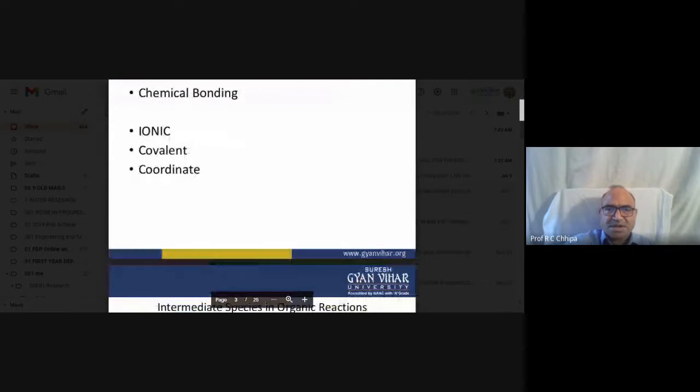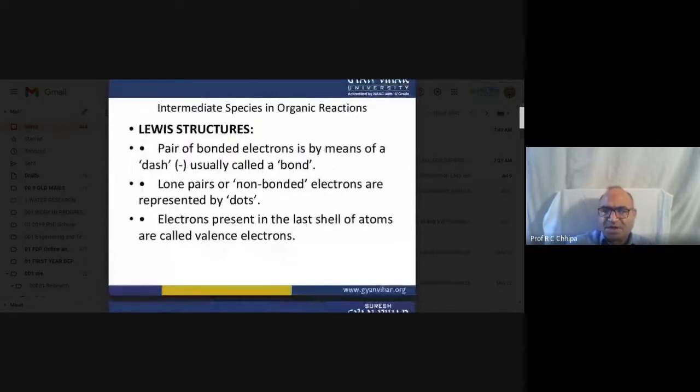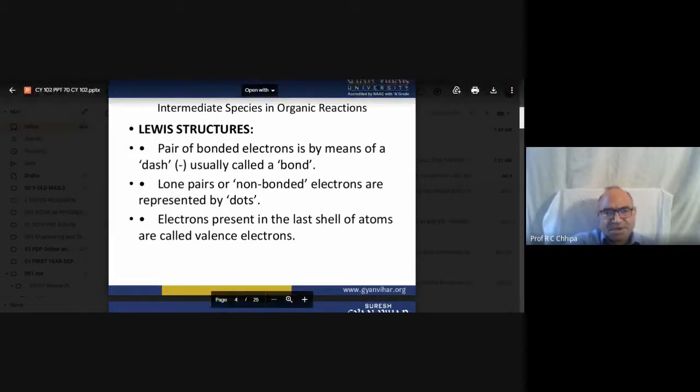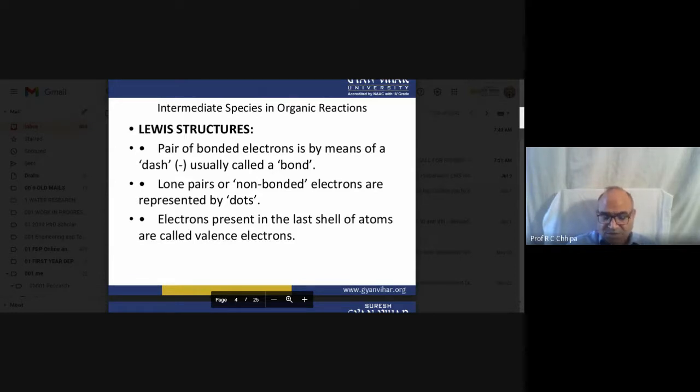Whatever all of you know about the Lewis structure, a pair of bonded electrons is represented by a dash, usually called a bond. Lone pairs of non-bonded electrons are represented by dots. So that is the Lewis structure formula in which we can represent any molecule. In the case of CH4, one carbon atom, a hydrocarbon, an organic compound, with four hydrogen atoms, the Lewis structure can be given with the dot formula. The dots are the valence electrons.